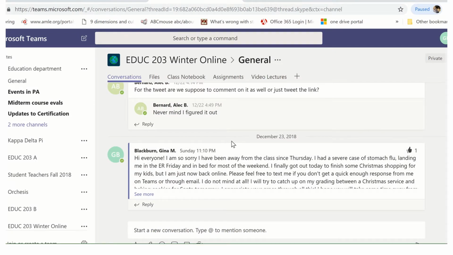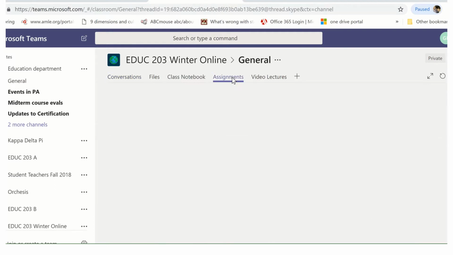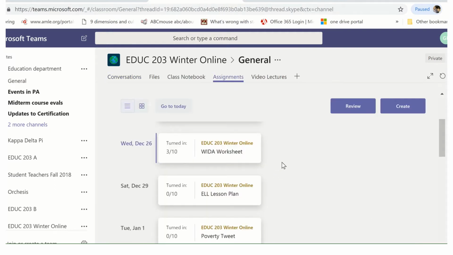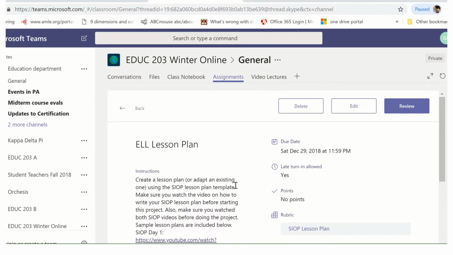Hi, I wanted to go over how to do your English language learner lesson plan that you're going to be turning in soon, just to clarify some points and make sure that you have every opportunity to be successful. So we're in Teams. When you're in Teams, go to Assignments, and we're going to go to the ELL Lesson Plan assignment, and you'll see the instructions there.